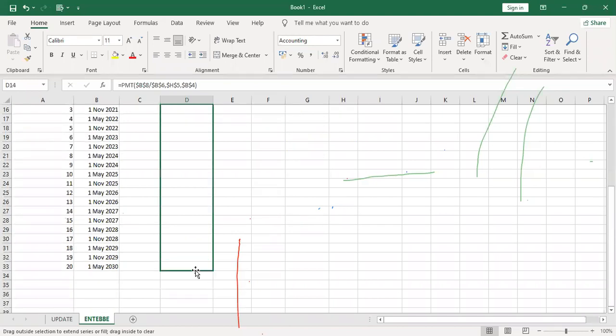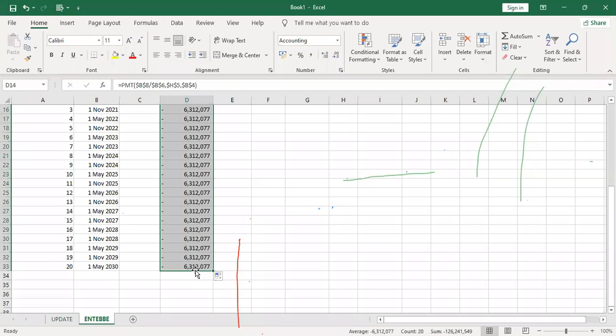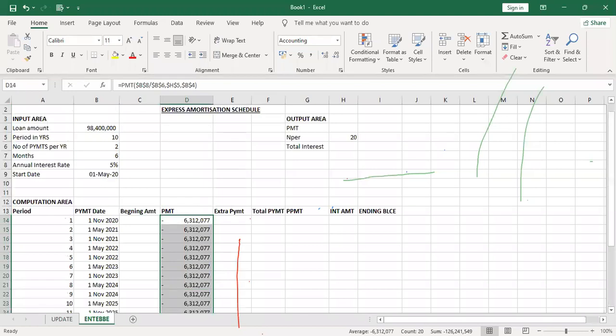If I may ask, why is this a negative? Coordinator, why do you think this PMT is a negative? Because it is a what? Why is it a negative? Because it is a cash outflow. It is a cash outflow. You are going to make it a payment altogether. Good. Now let us go to extra payment.